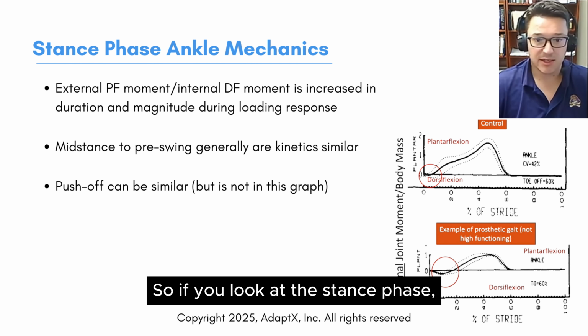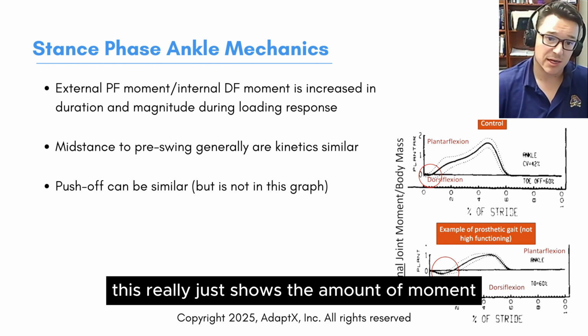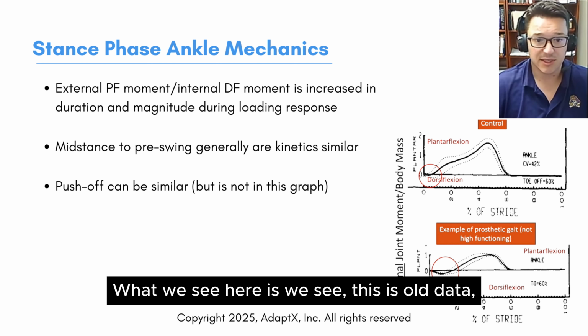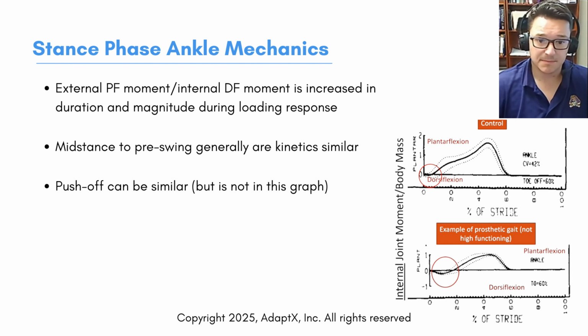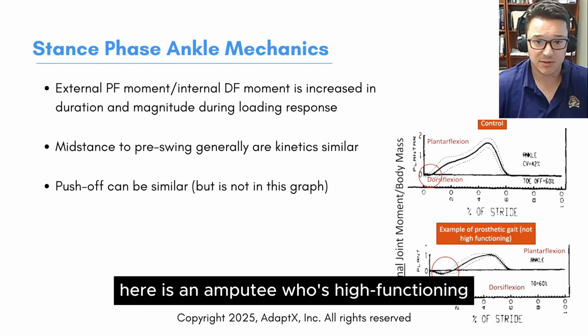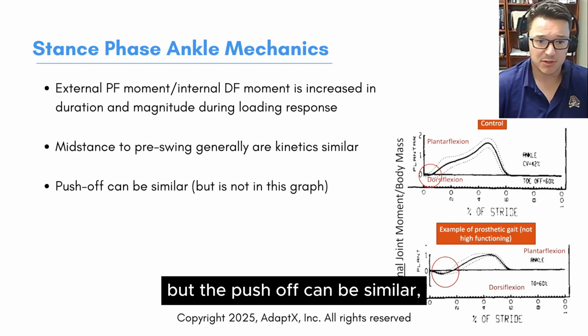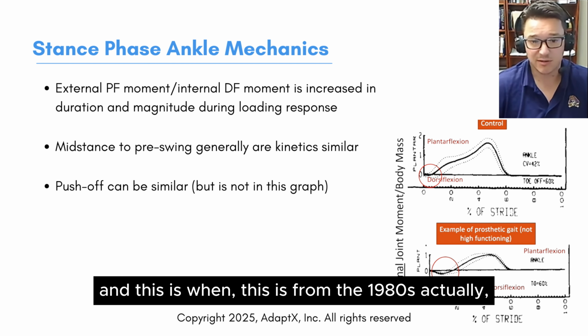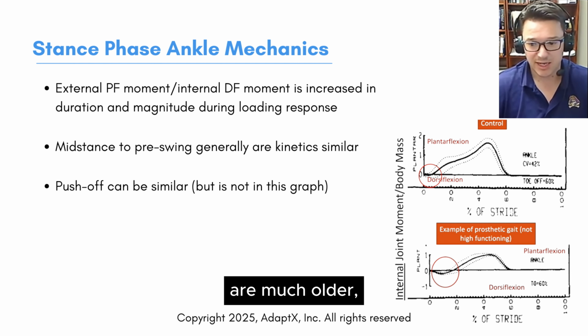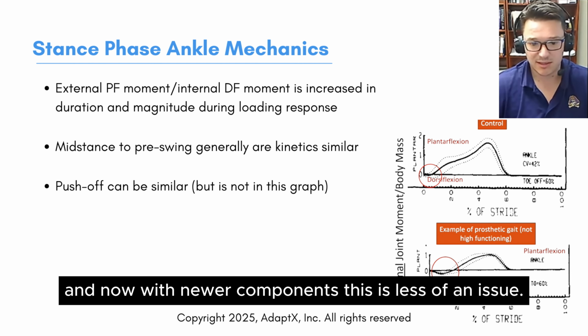So if you look at the stance phase, this really just shows the amount of moment or the forces that are occurring internally. What we see here is, this is old data. We see the discrepancies of this moment. So here's a control. Here is an amputee who's high functioning. Once again, this is old data, but the push off can be similar. And this was from the 1980s actually. These mechanisms being used are much older, and now with newer components, this is less of an issue.